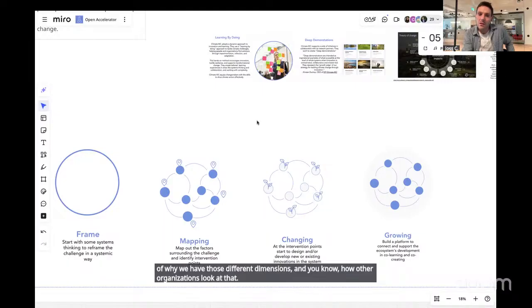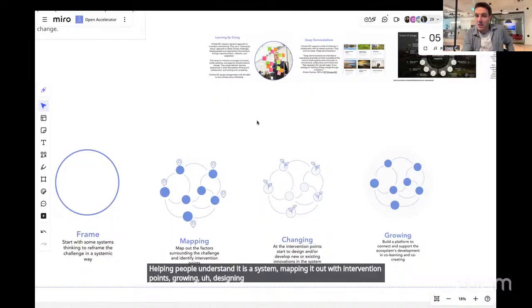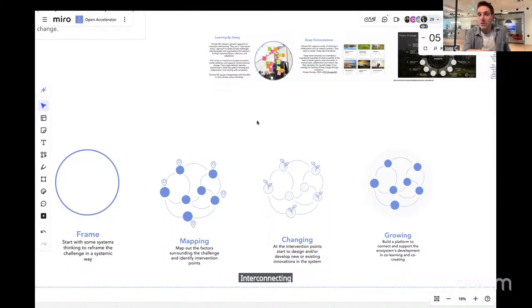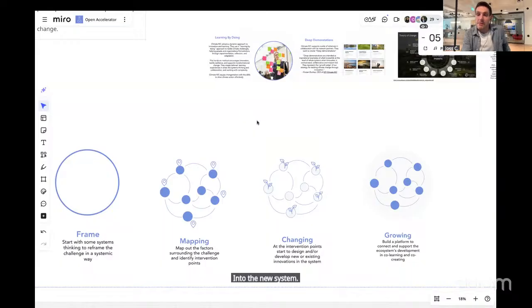They do that here. We start with the framing, thinking systemically, helping people understand it as a system, mapping it out with intervention points, designing new innovations at those intervention points, and thinking about that change, transition from the old to the new, and ultimately interconnecting and enabling collaboration for that new set of innovations to develop and grow over time into the new system. It's not linear, as I lay out there, and it's not the only approach.